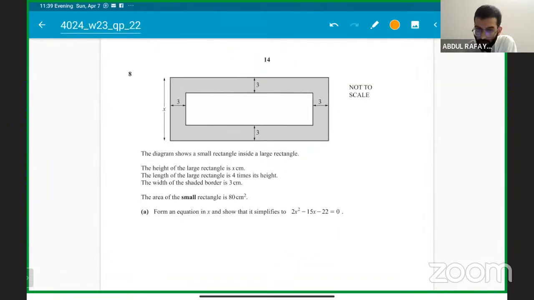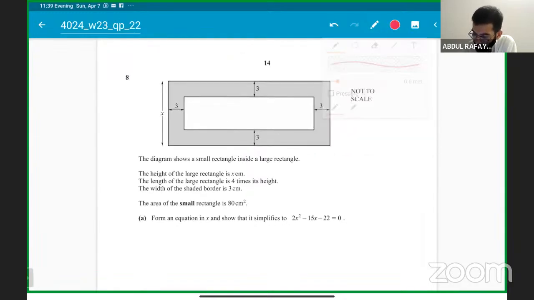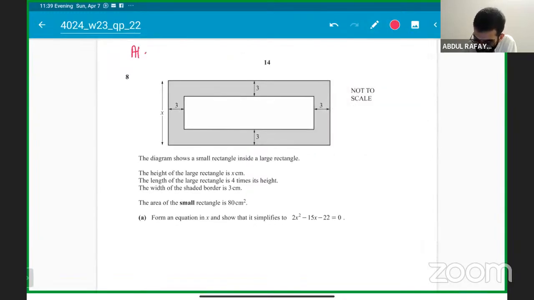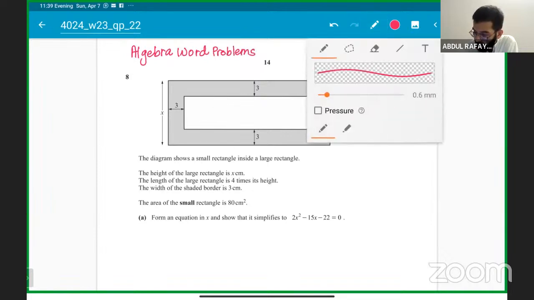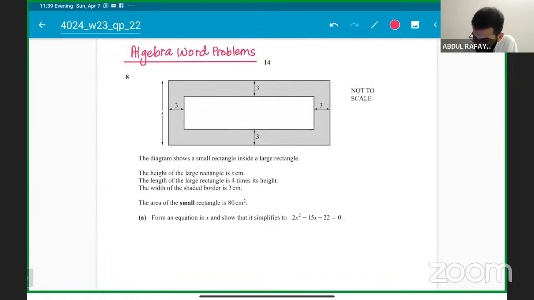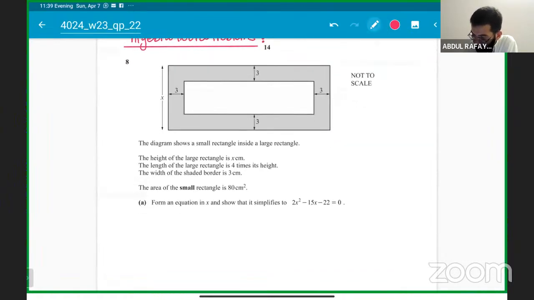Question number 8 of this October, November 2023 paper is based on algebra word problems, a very important chapter, and basically you can say the quadratic formula, or how to solve quadratic equations as well. Getting it, guys? So let's get started, students.